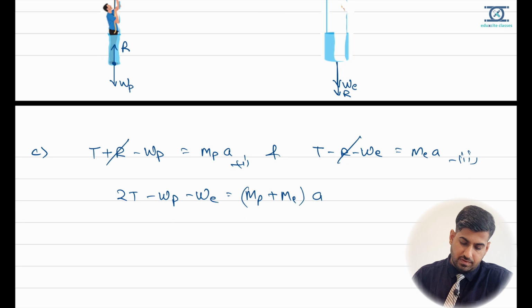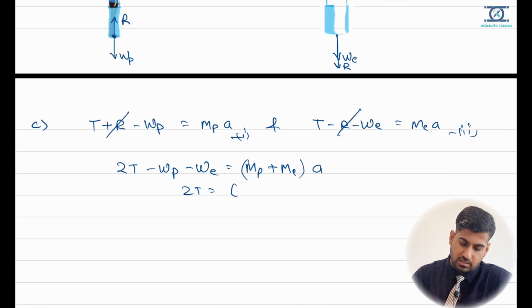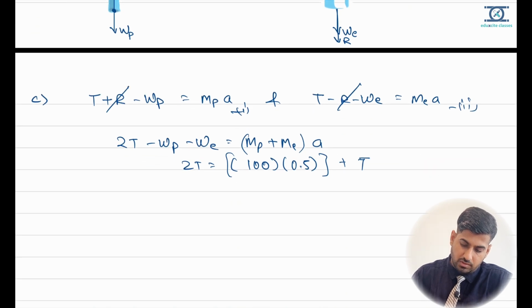So let us first find out the acceleration. So 2t will be equal to, this person's weight is 70 and the elevator is 30. So this is 100 times 0.5 plus 70, and for simplicity I am taking g as 10. You have to take 9.8 for your examination. So this will be weight of the person 700 plus weight of the elevator is 300, right?